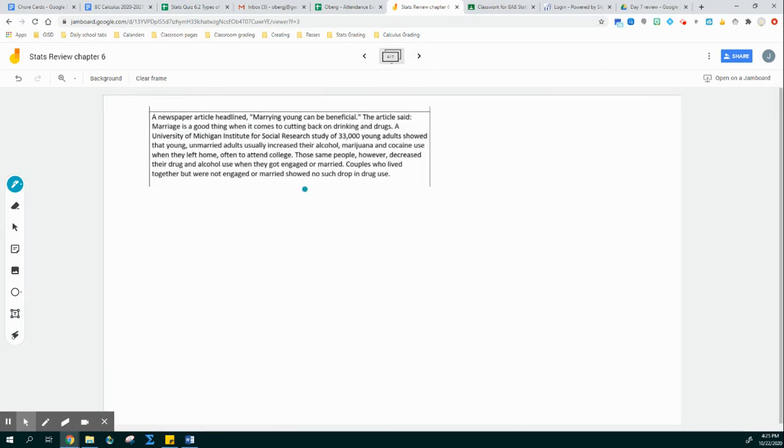Okay, here we go. A newspaper article headlined, "Marrying Young Can Be Beneficial." An article said, marriage is a good thing when it comes to cutting back on drinking and drugs. A University of Michigan Institute for Social Research studied 33,000 young adults, showed that young unmarried adults usually increased their alcohol, marijuana, and cocaine use when they left home to attend college. Those same people, however, decreased their drug and alcohol use when they got engaged or married. Some couples who lived together but were not engaged showed no drop in drug use.